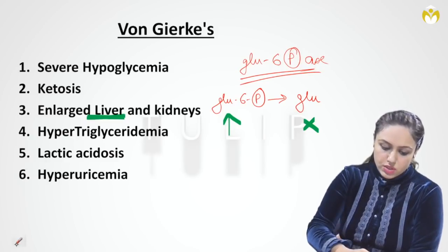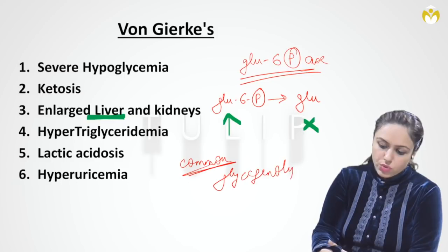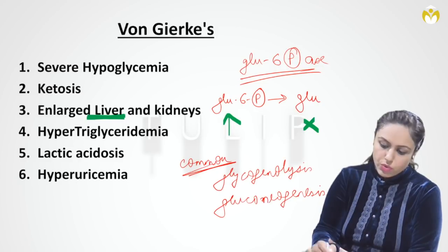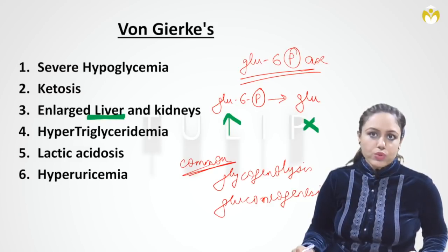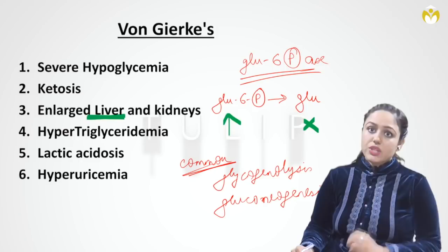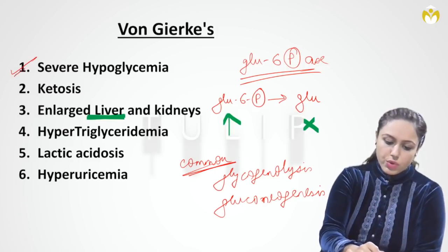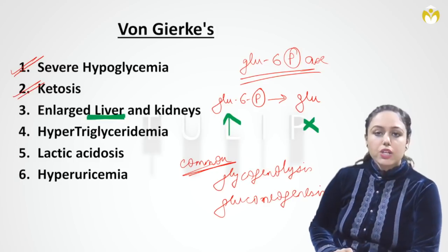And this glucose-6-phosphatase enzyme is a common enzyme to two pathways, that is glycogenolysis and also gluconeogenesis. So both these pathways are unable to give glucose in the blood, glycogenolysis and gluconeogenesis. So these patients have severe hypoglycemia, and whenever we have severe hypoglycemia, this leads to ketosis.